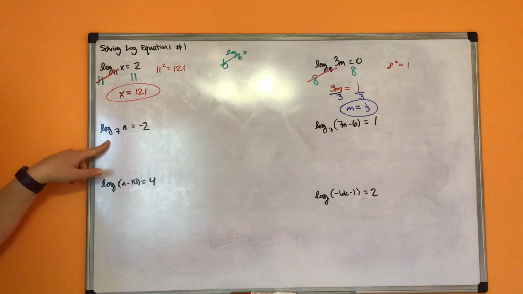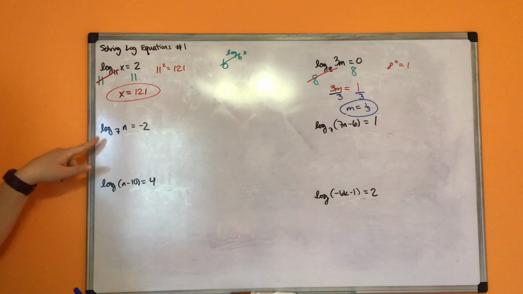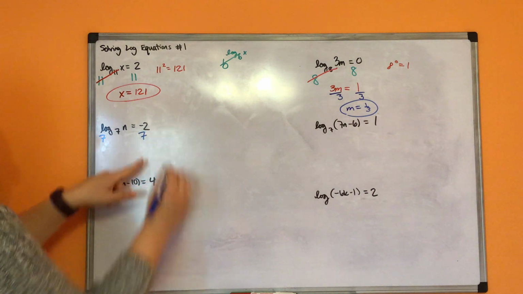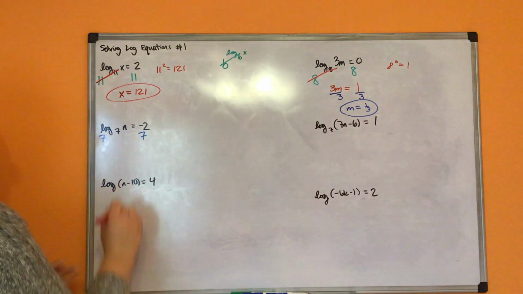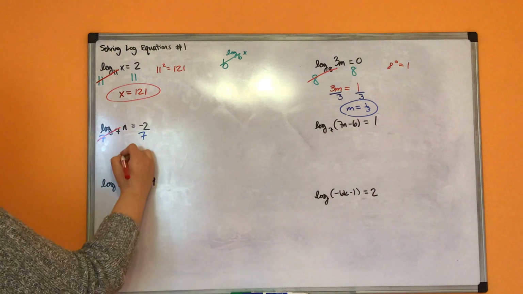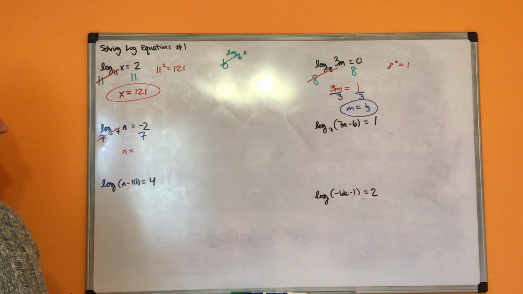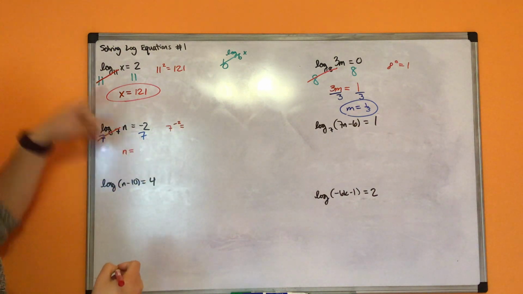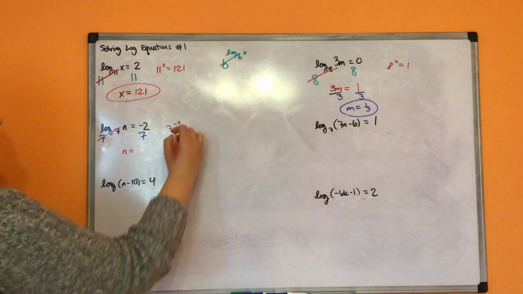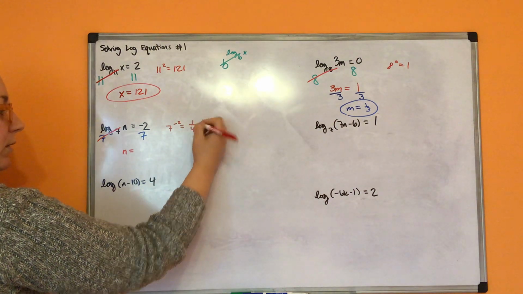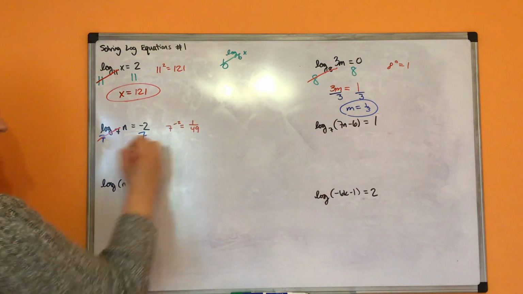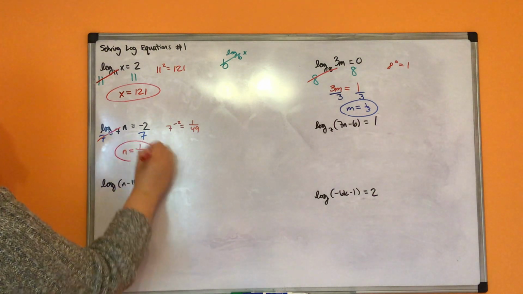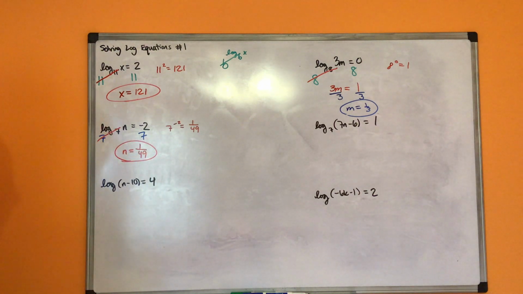Carrying on. Next one, I have log base 7. Undoing log base 7, I use a 7 base on both sides. 7 and log base 7 cancel each other out. We get just n. On the other side, I need to do 7 to the negative 2. 7 to the positive 2 is 49, so 7 to the negative 2 is 1/49. So I get a fraction there, that's not a problem. N is completely by itself, so I'm all finished. N is equal to that fraction, 1/49.